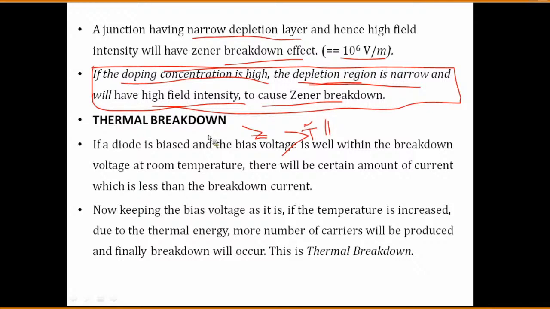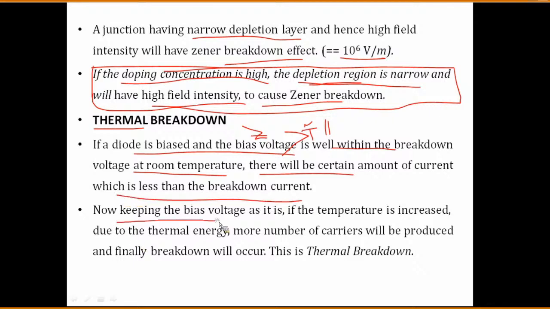Okay, avalanche breakdown is clear. Next, Zener breakdown is clear. What is the third type of breakdown we have? Thermal breakdown. The name itself says thermal breakdown. Now, if your diode is biased within the breakdown voltage at room temperature, there will be a certain amount of current which is less than the breakdown current.